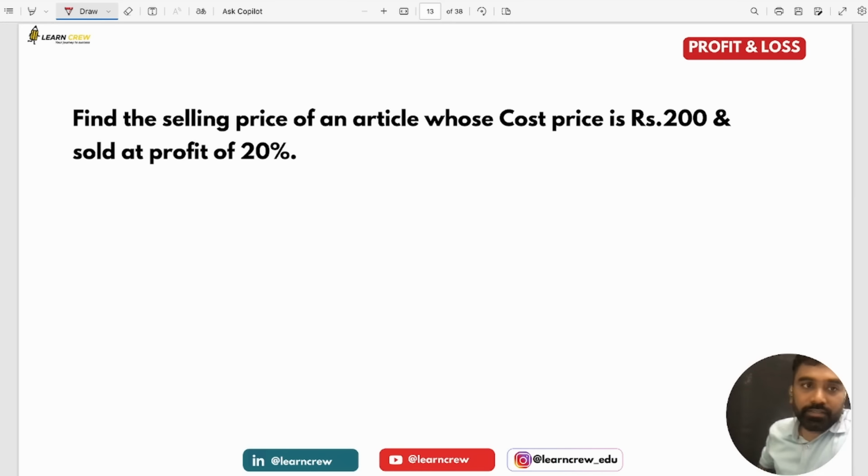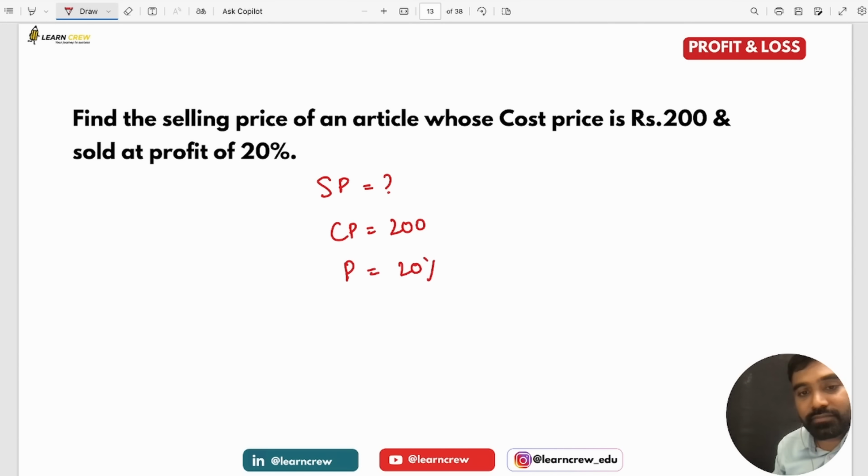What are they asking here? Find the selling price of an article whose cost price is given as 200 and sold at a profit of 20%. Now, I am not going to do anything else. Profit is how much? 20%. What is 20% given as? 1 by 5. Right? 1 by 5.